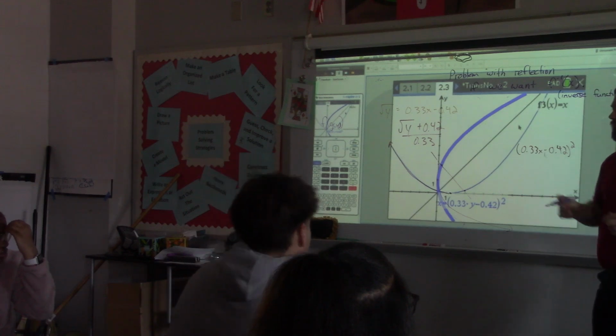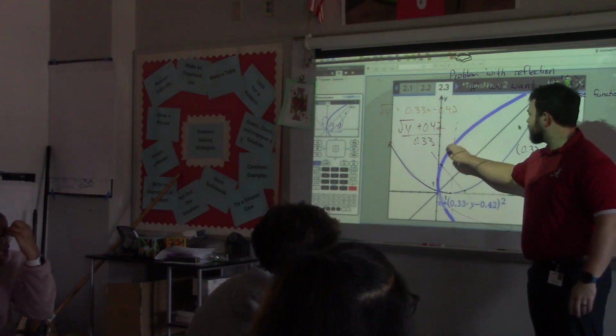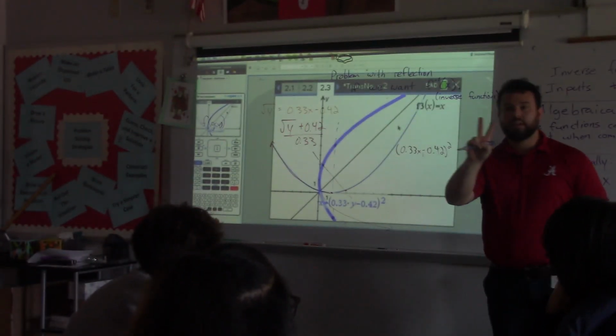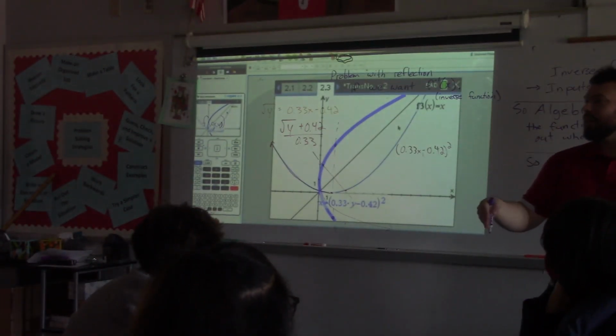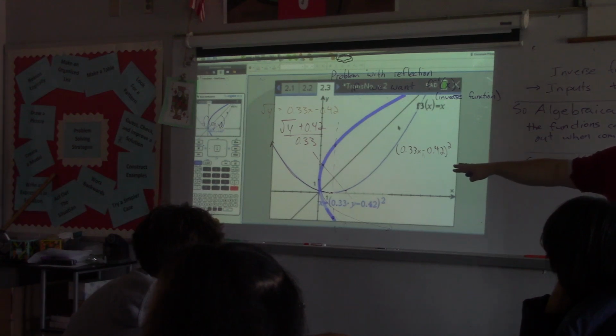Why is it not a function? One, it doesn't pass the vertical line test. Remember, that means this one input has how many outputs? Two outputs, right? So that's the problem here, is that that reflection is not a function. So if we reflect and it's not a function, that's a problem.